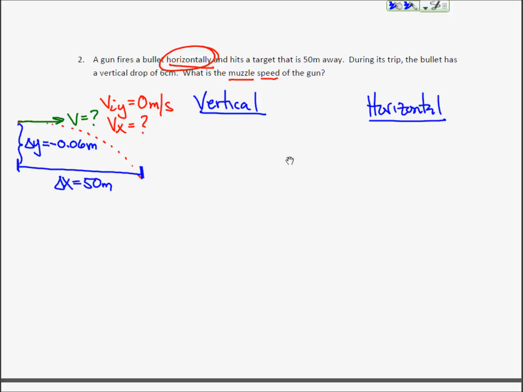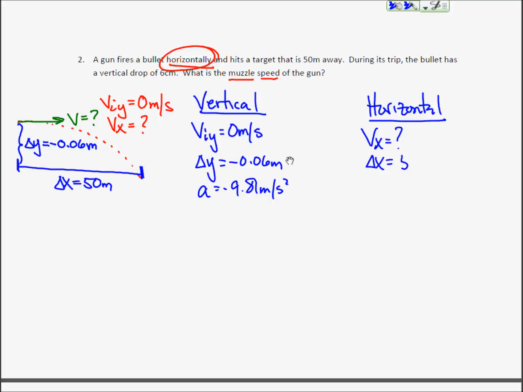And I'll start listing everything that I know here. So in the vertical direction, I have an initial velocity of 0 meters per second. I also know a displacement, delta y is -0.06 meters. I also know my acceleration, negative 9.81 meters per second squared. Over here in the horizontal direction, I'm looking for my velocity in the x direction. I know my horizontal displacement is 50 meters, but for me to be able to solve for that velocity, I'm also going to need to know how much time it was in the air. So again, I'm going to use the vertical direction to solve for time, and then I'm going to use that over in the horizontal direction to solve for the velocity.